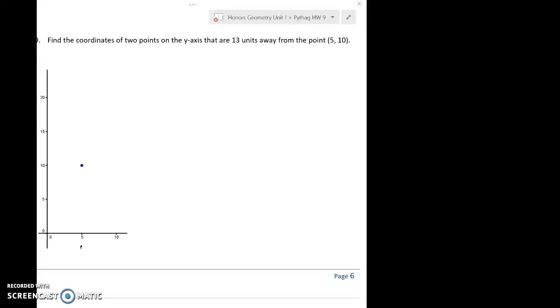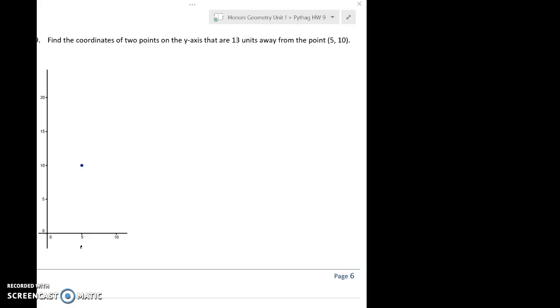Alright, so this problem is coming from the Pythagorean Theorem section, so keep in mind when you're doing problems from a section where that's the main topic, try to see how you can make it work for you. So in this case right here, we said that we have the coordinates of the point 5, 10 are going to be 13 units away from the y-axis. So remember, that's the vertical axis.